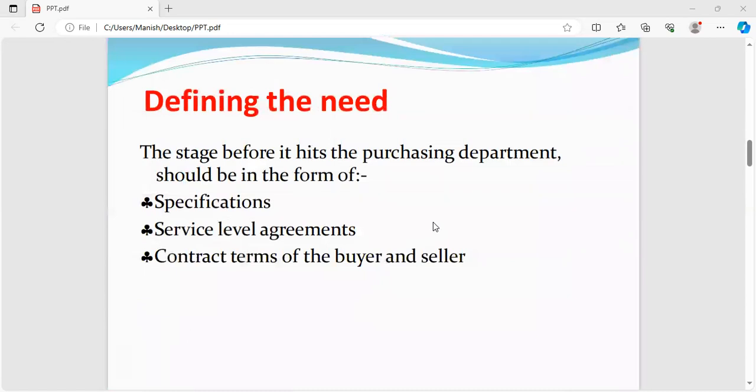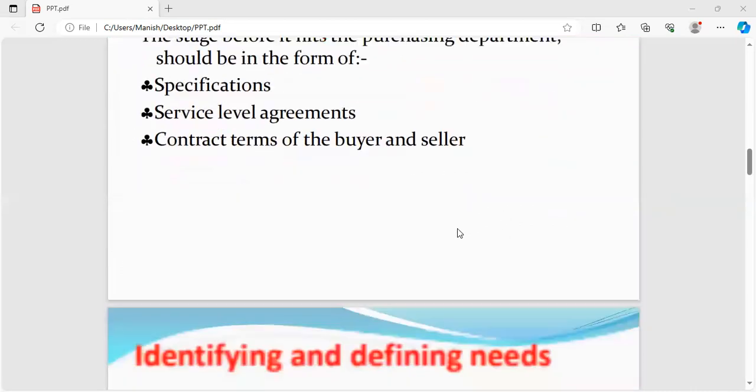Then defining the needs. When we define the needs, the purchasing department should do so in the form of specifications, service level agreements, and contract terms of the buyer and the seller. These are the things which have to be clearly defined so that the supplier also gets a crystal clear idea about what he is supposed to deliver to the buyer, and whether he is meeting the expectation of the buyer or not.